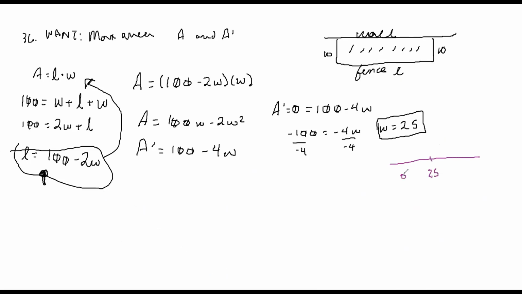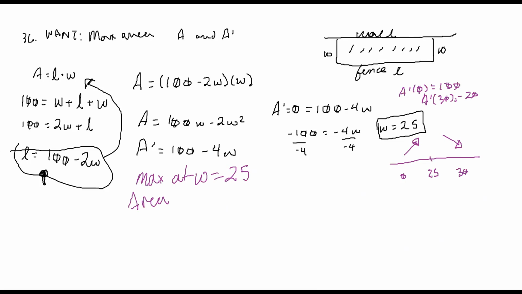So let's do 0 and let's do, I don't know, 30. So A prime of 0 is going to be 100. And A prime of 30 is going to be -20. So this is a max. So I know I have a max at W equals 25. And that's a max of my area.